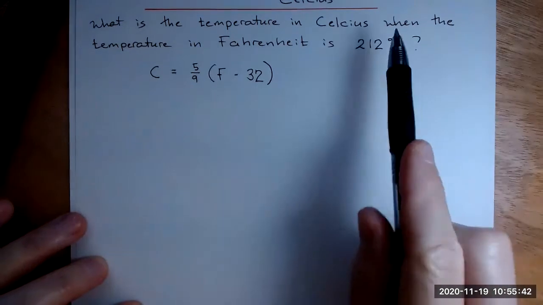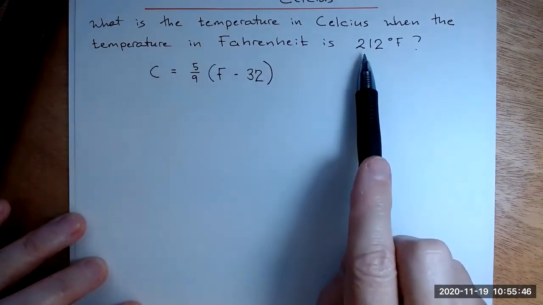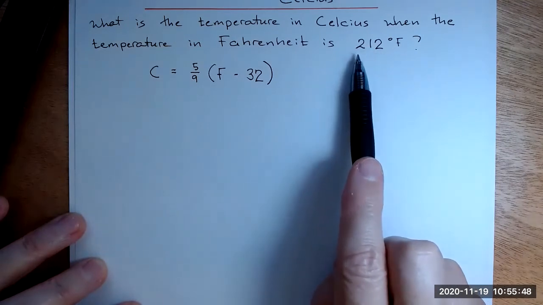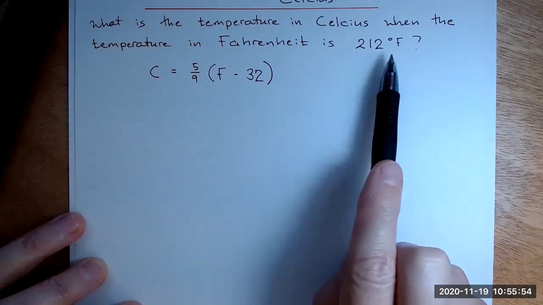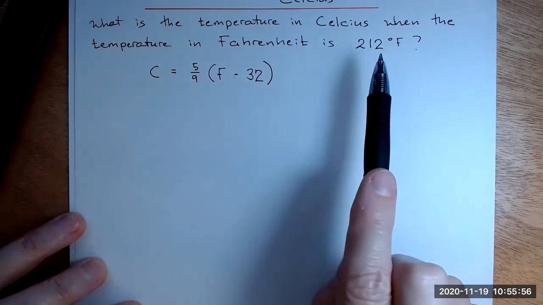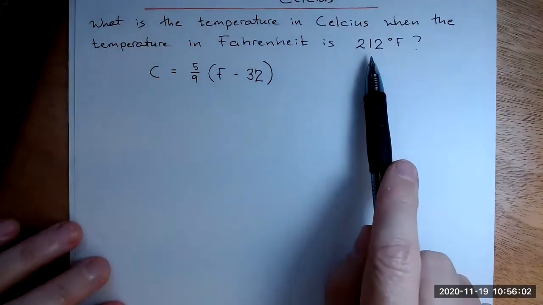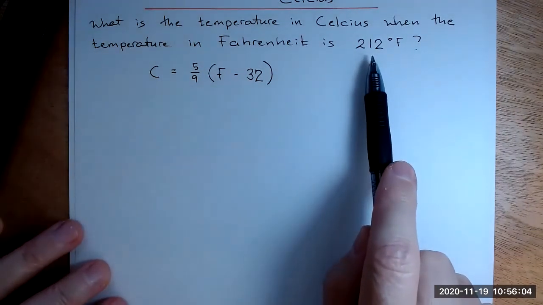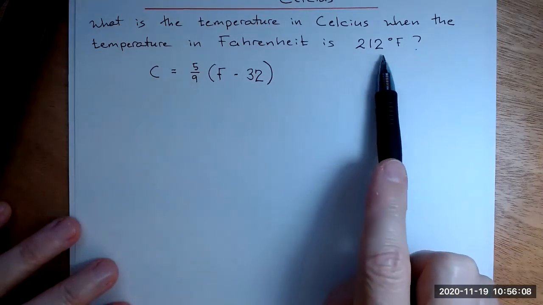All right, what is the temperature in Celsius when the temperature in Fahrenheit is 212? And some of you may recognize this number. That's the temperature at which water boils at sea level. And if you do any mountaineering, you'll learn that water boils at a lower temperature at higher elevations. Okay, but this is at sea level.